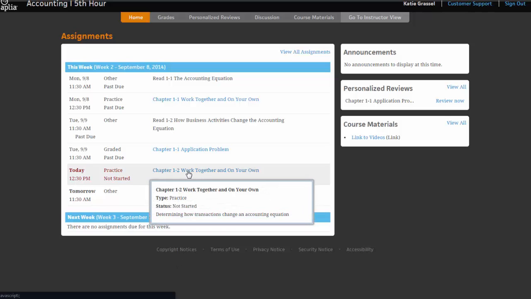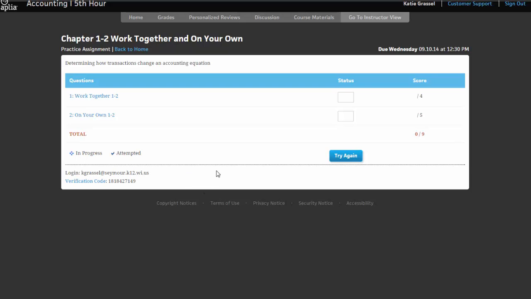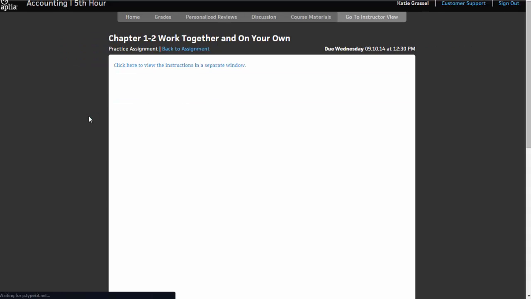We're going to take a look at 1-2 for Work Together and On Your Own. When you launch this up, you're going to see that Work Together 1-2 is 4 points and On Your Own is 5. And these are practice assignments. So let's take a look at Work Together 1-2.